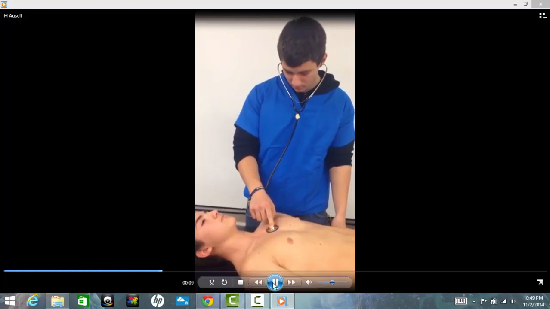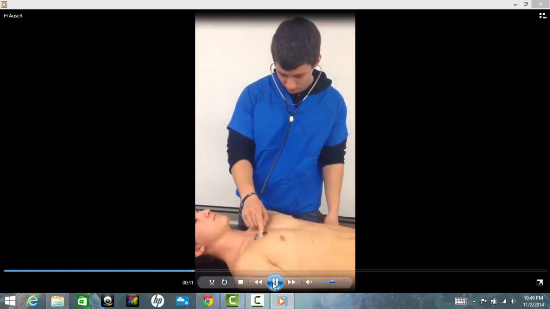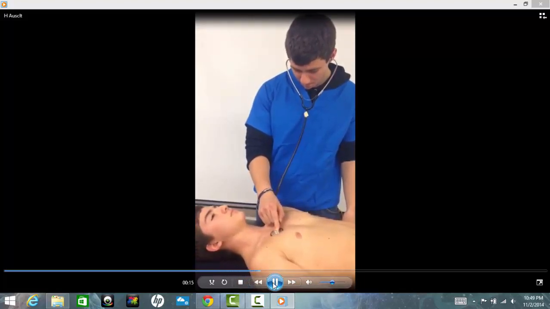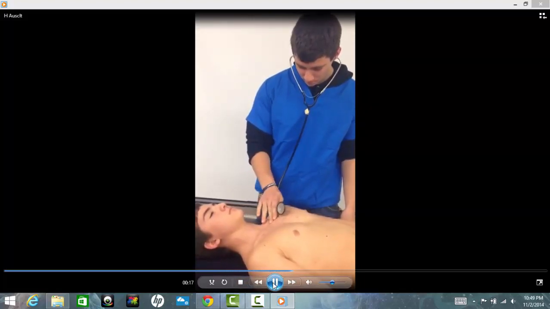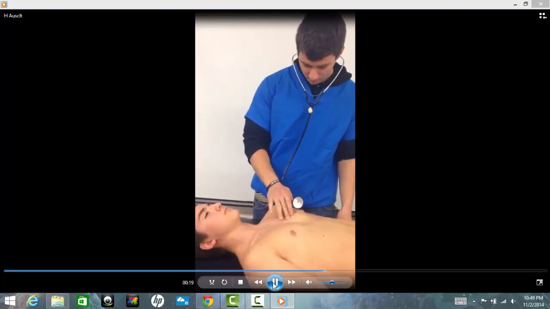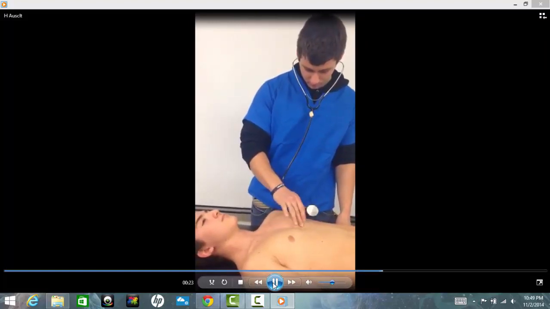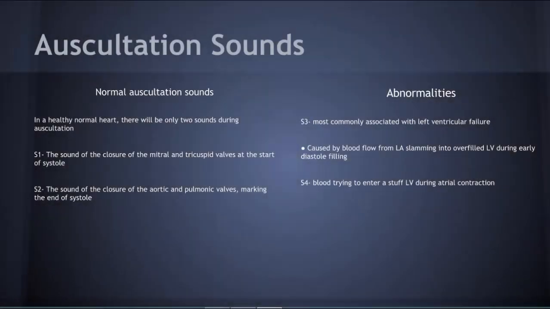A normal heartbeat contains sounds of its valves closing. These can best be heard through auscultation and are called S1 and S2. A normal heartbeat sounds like, while an abnormal heartbeat can have an S3, commonly associated with left ventricular heart failure, or an S4, blood trying to enter a stiff left ventricle during atrial contraction.